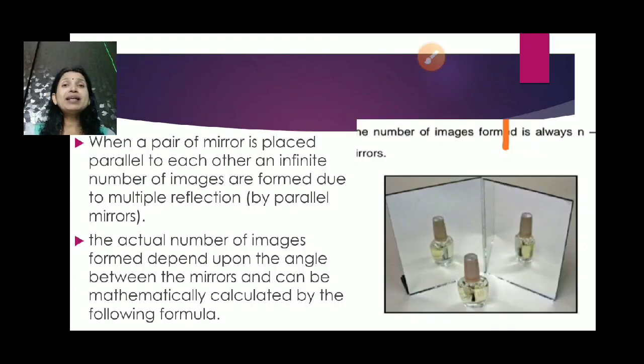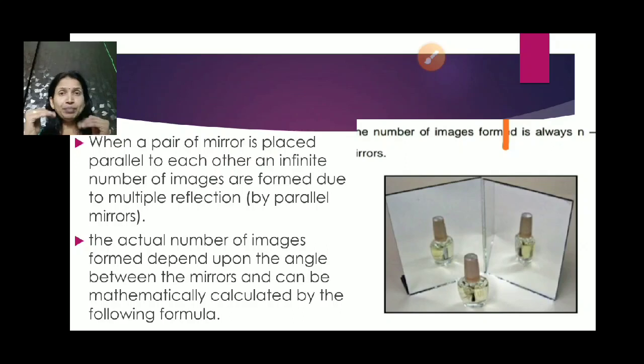When a pair of mirrors is placed parallel to each other, parallel means they stay like this, and perpendicular means they stay like this, one at the bottom like this. So parallel to each other, an infinite number of images are formed due to multiple reflection by these parallel mirrors. When we keep parallel mirrors, we get an infinite number of images. The actual number of images formed depends upon the angle between the mirrors.